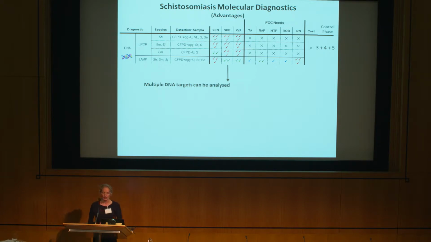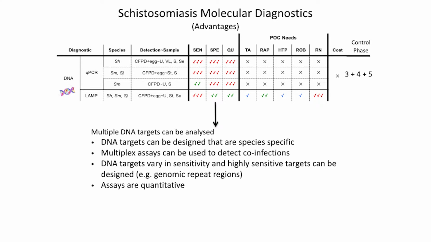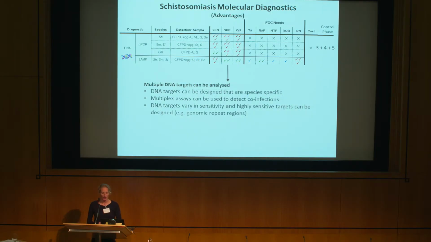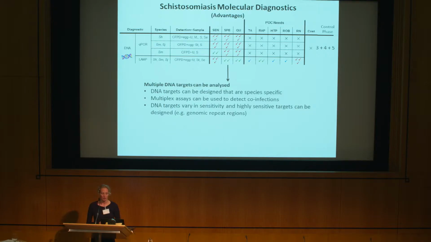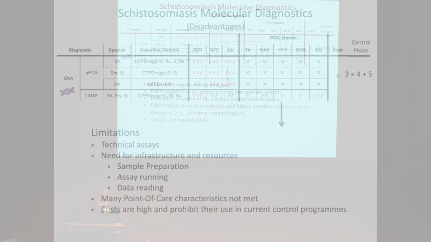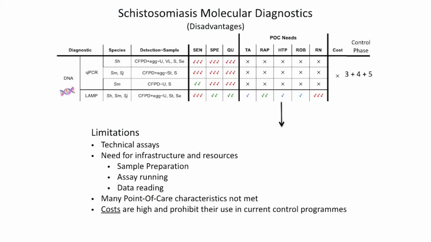Also, multiple DNA targets can be screened using molecular methods. Different DNA targets can be used that are species specific, so you can look for multiple species. They can be multiplexed in assays, so you can do co-infection analysis. DNA targets vary in sensitivity, and now that we've got a large amount of genome data coming out, we can start to screen these genomes for much more highly sensitive targets, especially designed around genomic repeat regions, and that can increase the specificity of molecular diagnostics. Assays can be quantitative as well, so you can get some idea about what kind of worm burdens you're dealing with.